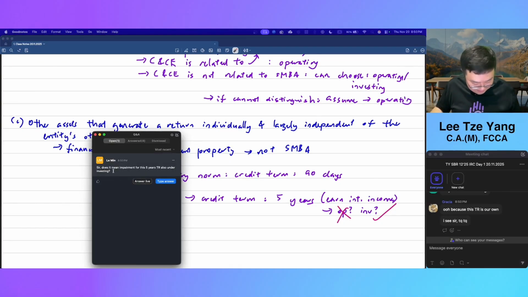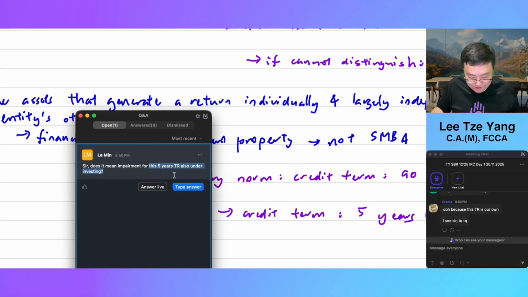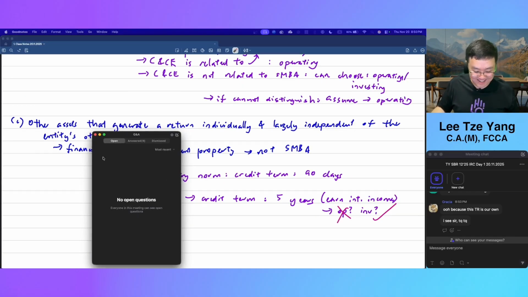Okay, so yeah. Does it mean impairment for this five-year trade receivable is also under investing? Correct, you are right. The ECL, the expected credit loss for this five-year receivable, is investing, not operating already. Very good.